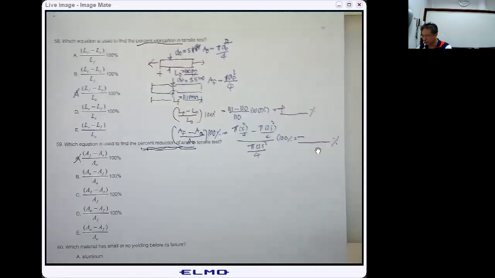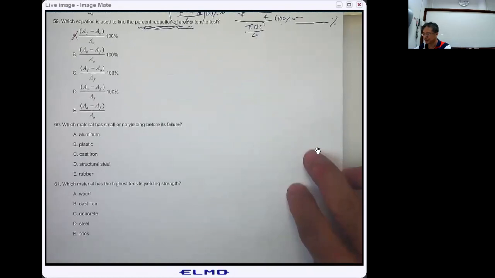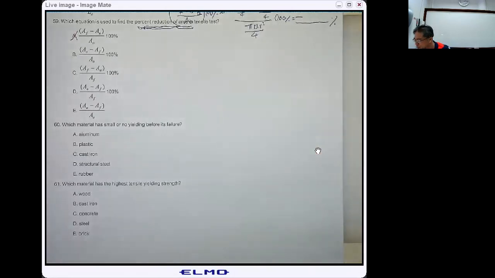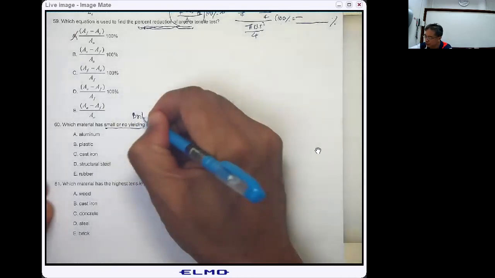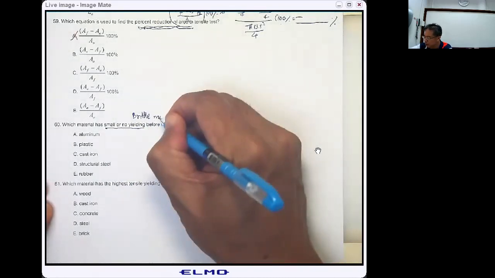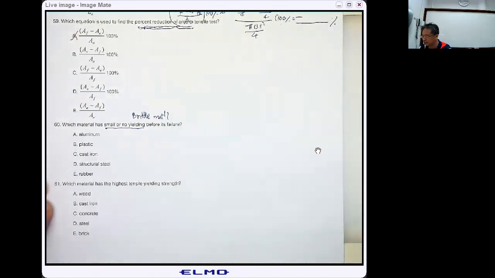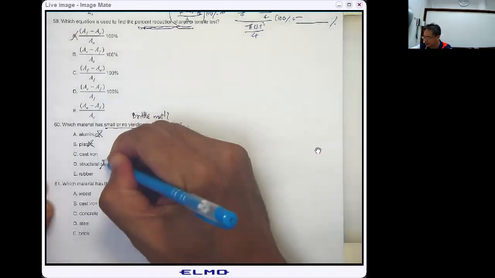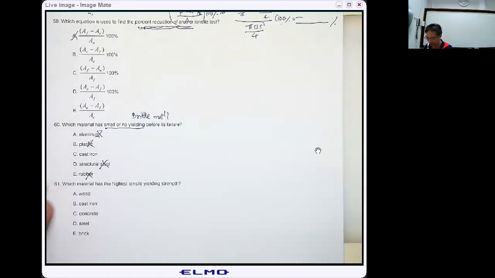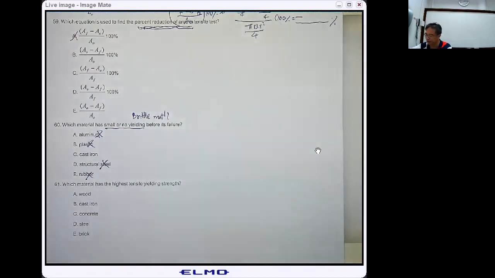Okay, come to the next one, number 60. What material has small or no yielding before its failure? Very similar to the one previously. This is going to be small or no yielding. That is going to be the brittle material. Which one is going to be? This is not, this is not, this is not, this is not. And then you can answer this is going to be cast iron.